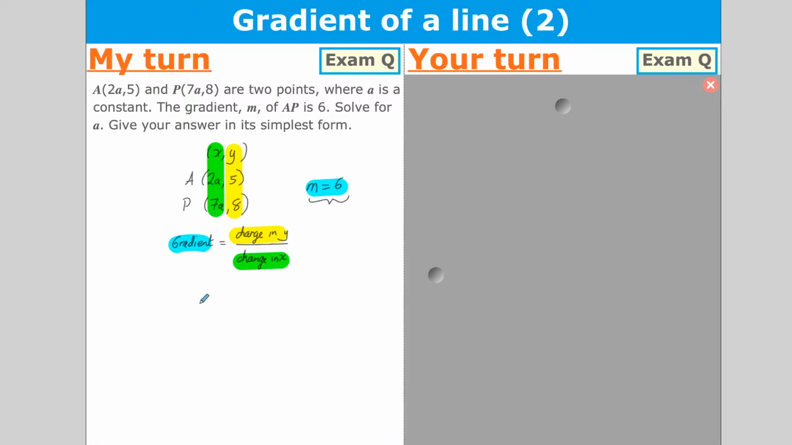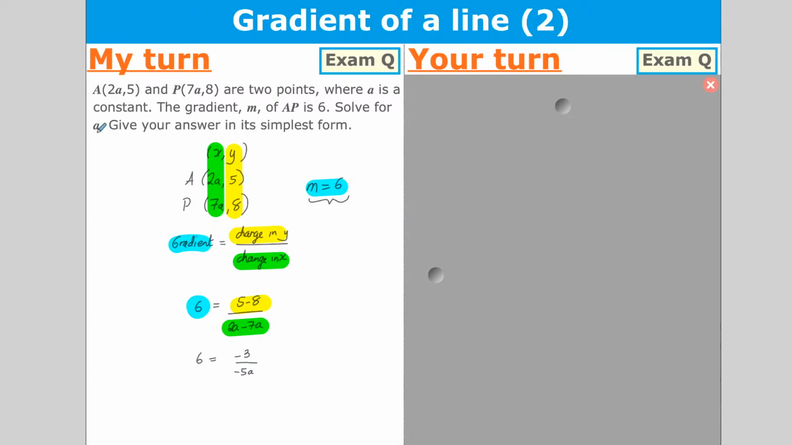We were told m is 6, so write that in for 6. Okay, don't hold it in your back pocket. Use it so we can get some workings out of it. The change in y is 5 take away 8 over the change in x, doing it in the same order, 2a take away 7a. Right? So I've done exactly what I did last time, other than I knew the gradient was 6. So I'm making sure that's involved. Now tidy up where we can. Therefore 6 is equal to 5 take away 8 is negative 3, and 2a take away 7a is negative 5a.